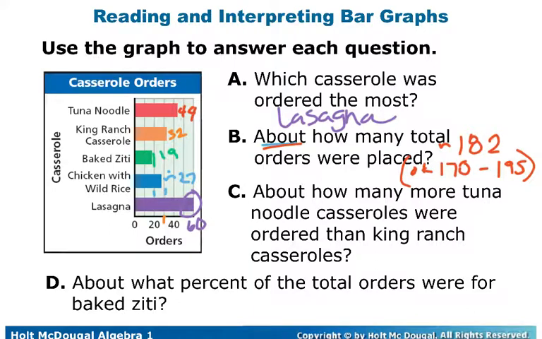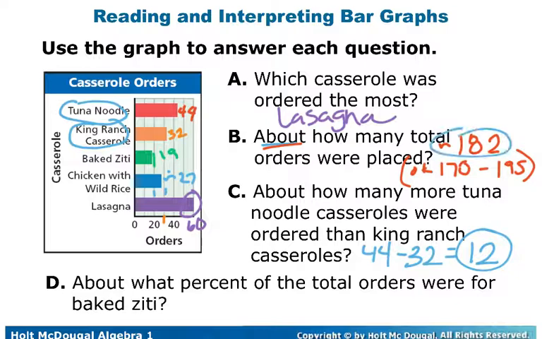Alright, the next one says about how many more tuna noodle casseroles were ordered than King Ranch casseroles. Let's see, tuna noodle was about 44, and King Ranch was 32-ish, so we'll do 44 minus 32, and we'll get about 12.